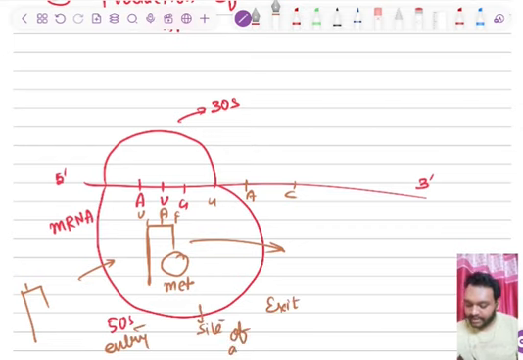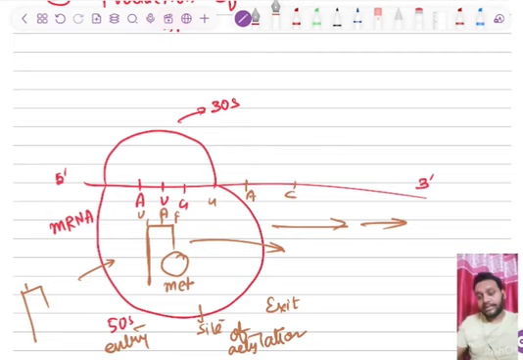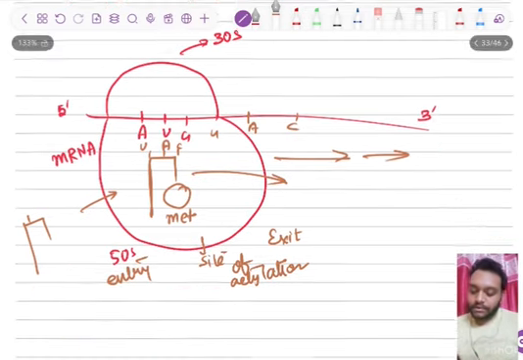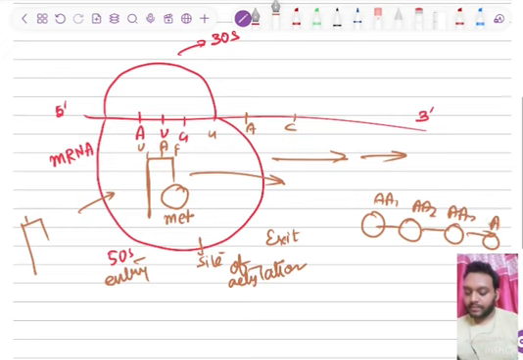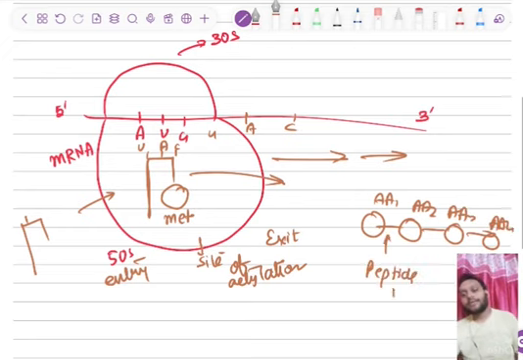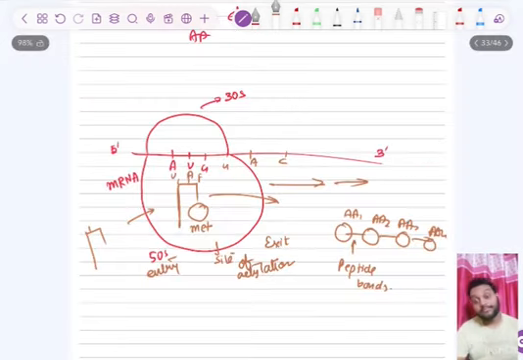Basically, there are three sites, and the ribosome shifts to the right side. Like this, there are different amino acids: amino acid 1, amino acid 2, amino acid 3, amino acid 4, and these are called your peptide bonds. By this process, the new protein molecule is produced.